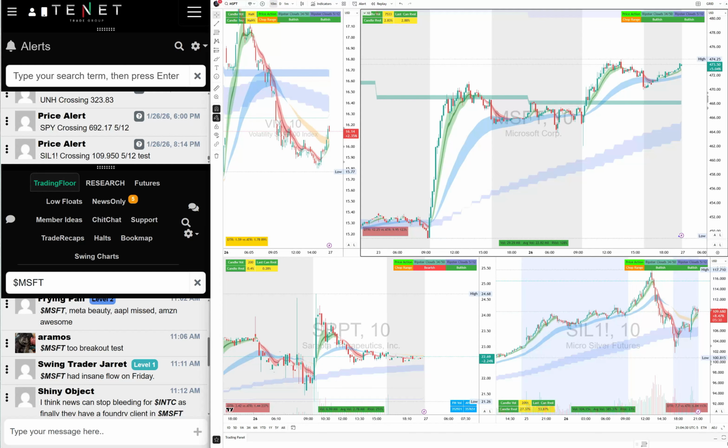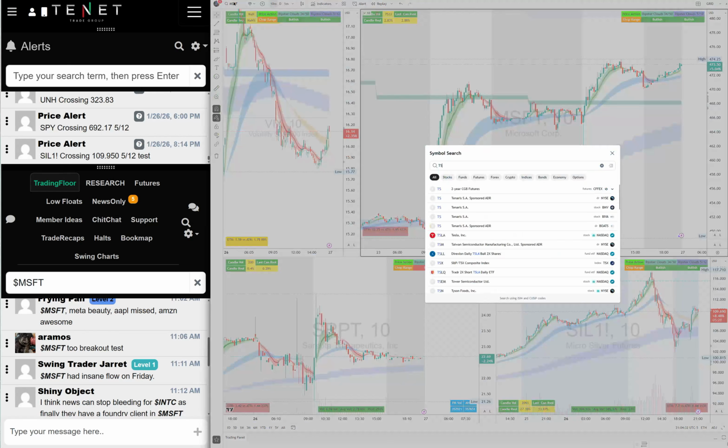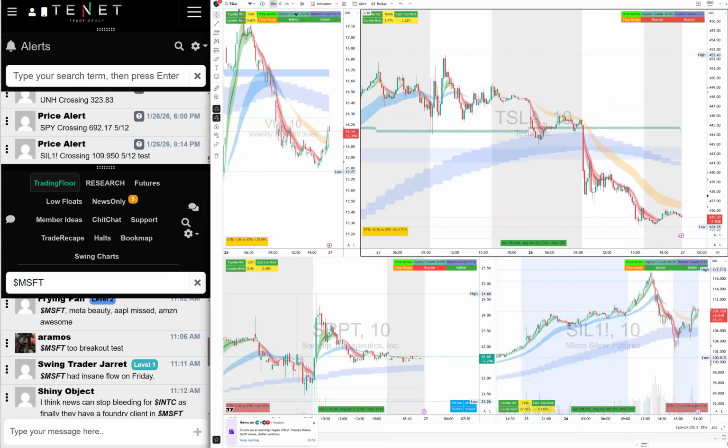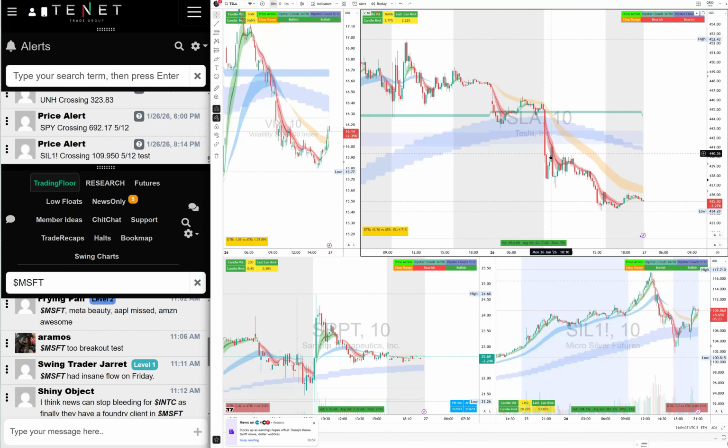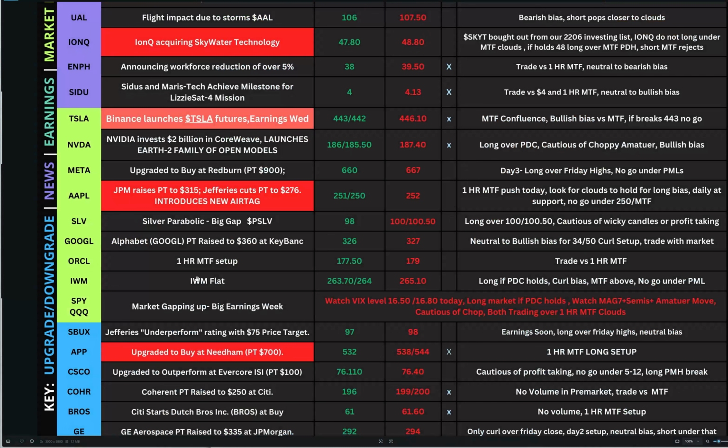There were some weak names. For example, Tesla was weak, but that alone couldn't impact the market. Tesla was an MTF short here. You can see that it was an MTF short. Let me show you here what was the plan on Tesla.